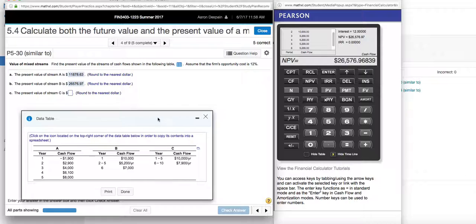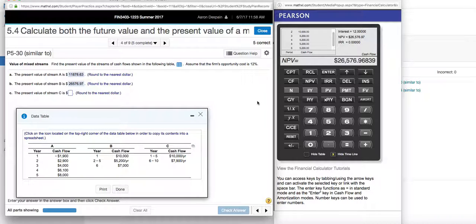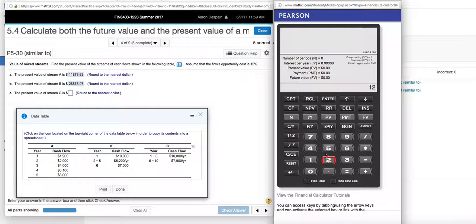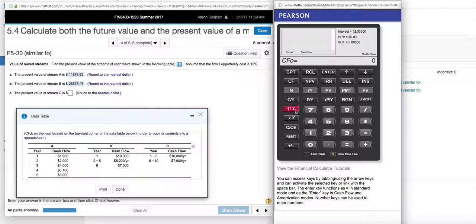Okay. And then finally, for stream C, let's reset. We got 12% as our rate. And let's arrow down to the first cash flow, 10,000 again. But this time, that cash flow is the same for the first 5 years, so our frequency will be 5. So 5, enter. And we arrow down. Our second cash flow is 7,900. That will be entered in. Go down to our second frequency. That is also a cash flow that is repeated over the course of 5 years, so we'll enter 5 as our second frequency. Lock that in, make sure that it carries it all the way down.